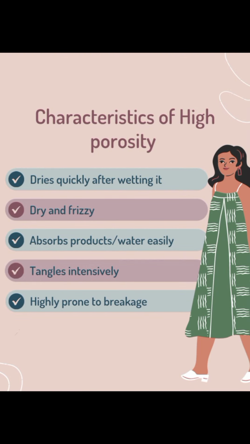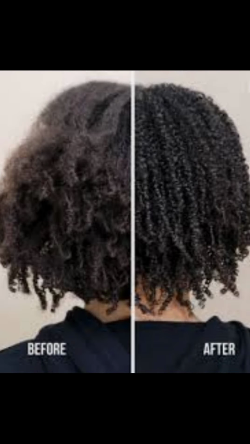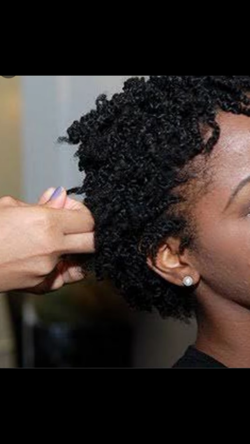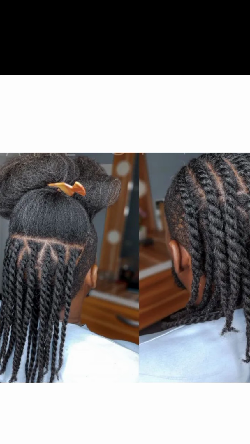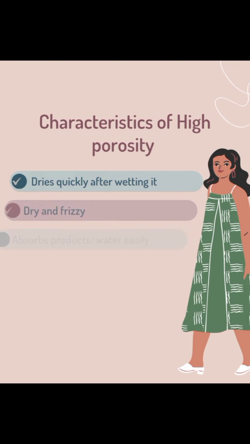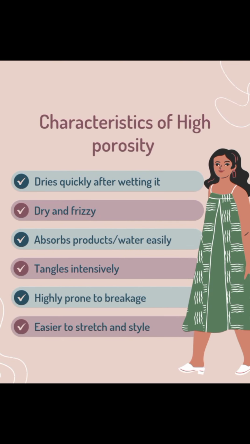The next characteristic is that this hair type is prone to breakage. High porosity hair is extremely fragile. As such, it tends to break when tension is applied, whether wet or dry. What you want to do is be light-handed when you're making your protective styles, and you also want to go for styles that are not tight in general. And the next characteristic is that the hair is easy to stretch.